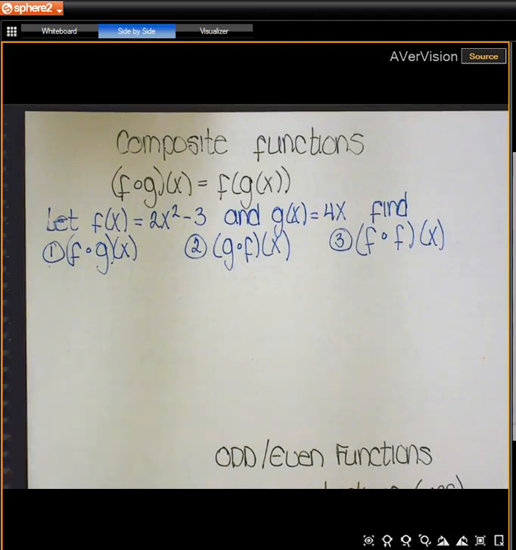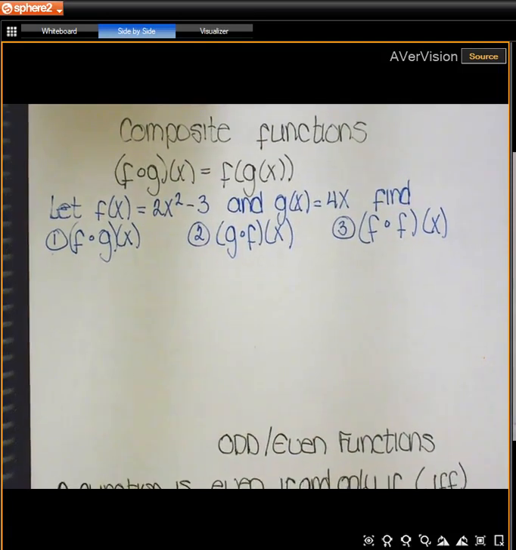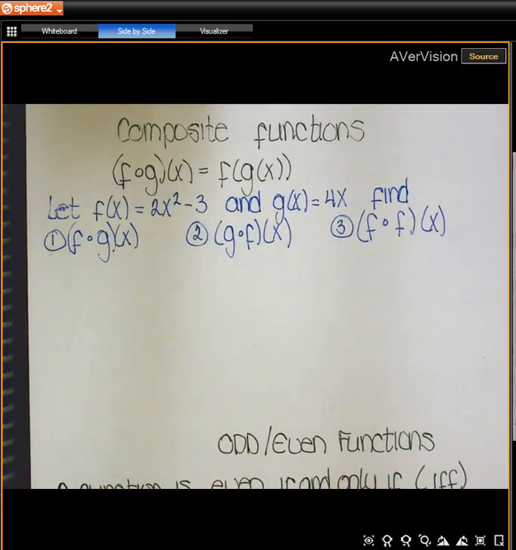All right, given the functions f of x equal to 2x squared minus 3 and g of x equal to 4x, we want to find the composition f of g of x. So what is number 1? Do you remember how to do this? Plug what in?